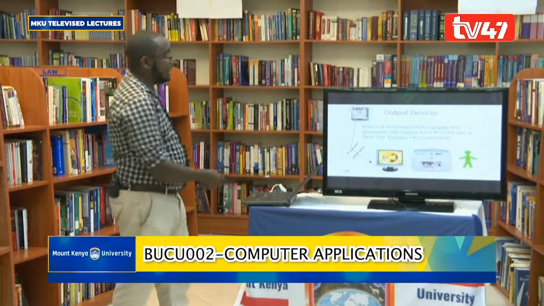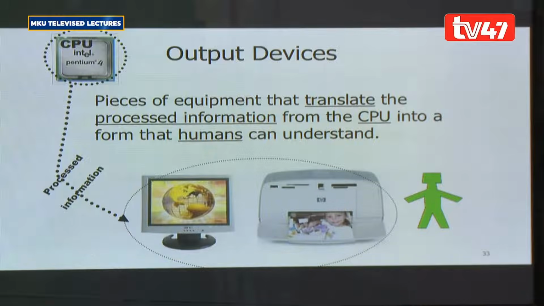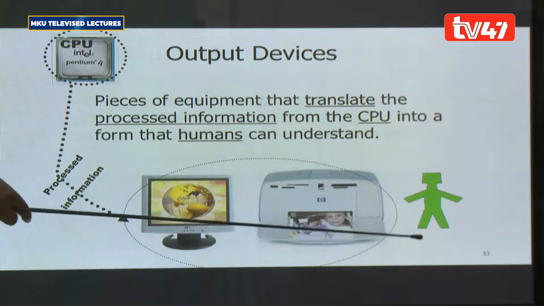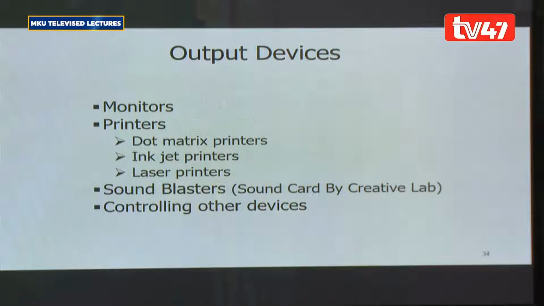An example can be the monitor, the printer, and you can see our model of a human being. The model of a human being is the green part. So examples of output devices include monitors and printers. We have different types of printers. We have the dot matrix printers, the inkjet printers, the laser printers. And as we move on, you're going to see how different printers work. We have sound cards, and so on, controlling other devices.